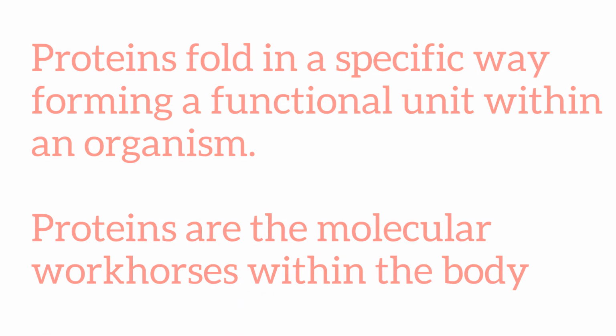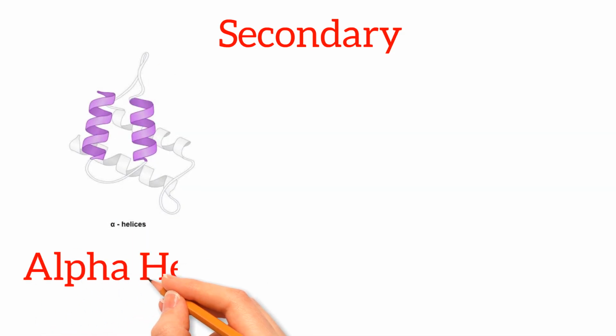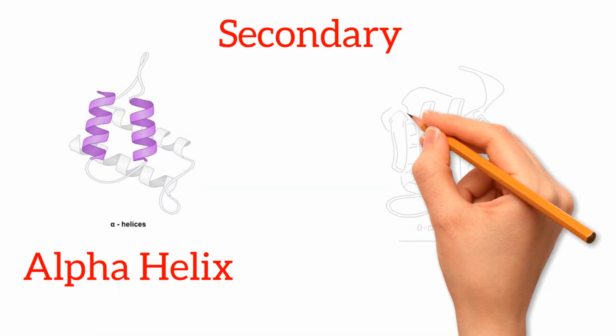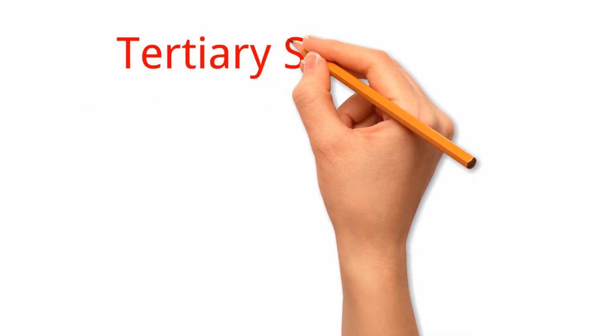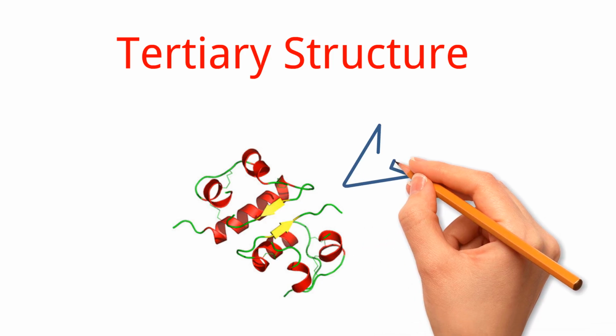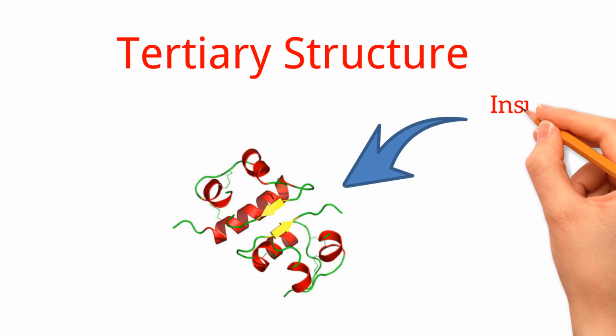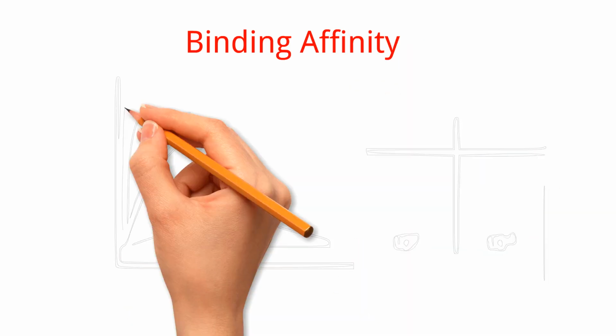Those who have a background in biochemistry know that proteins fold in a specific way, and the main secondary protein folding structures are the alpha helices and beta pleated sheets. They form a tertiary structure which, depending on the proximity of specific amino acids, can have affinity for molecules with specific surface attributes.